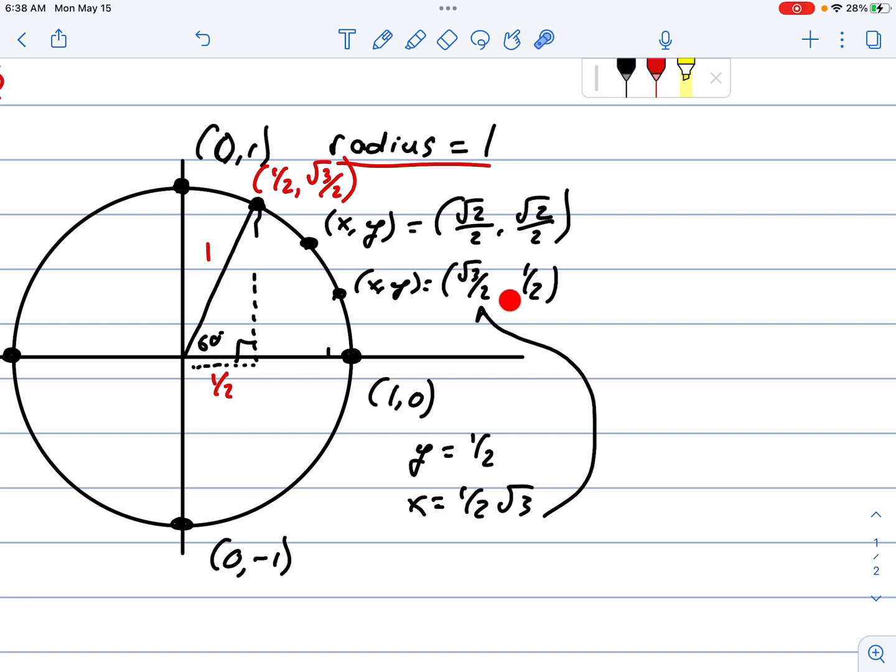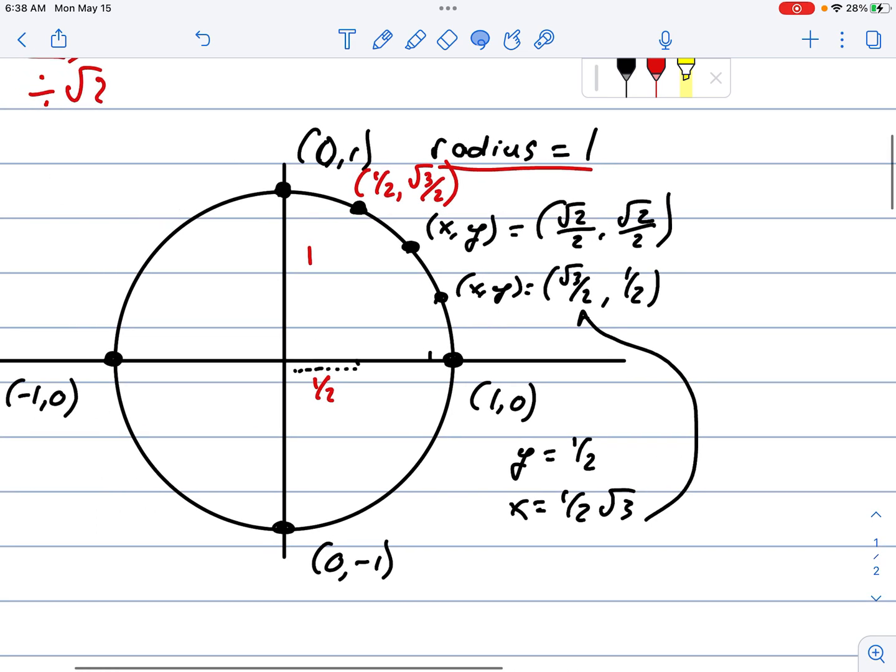Now you see I have the same values here and here because 30 and 60 go together. And then these two are the same because it's 45. That's quadrant 1 of the unit circle. I'm not going to go through how to find the rest of them. We'll pick back up with that next time.